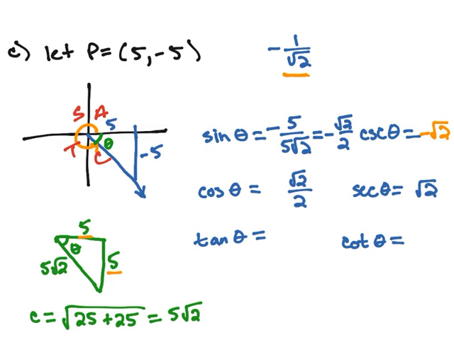Tangent, opposite over adjacent. Well, that's 5 over 5. So we're going to get 1, and it's going to be negative because we're in quadrant 4. Well, the reciprocal of negative 1 is also negative 1.